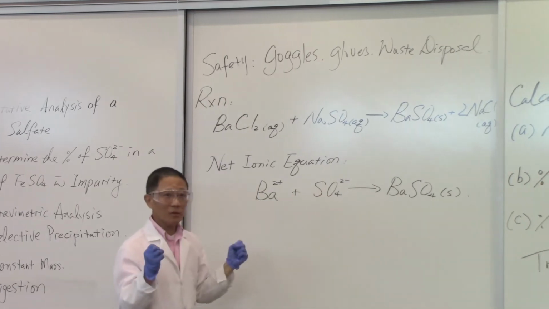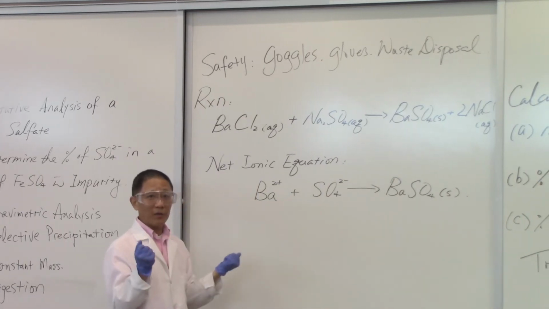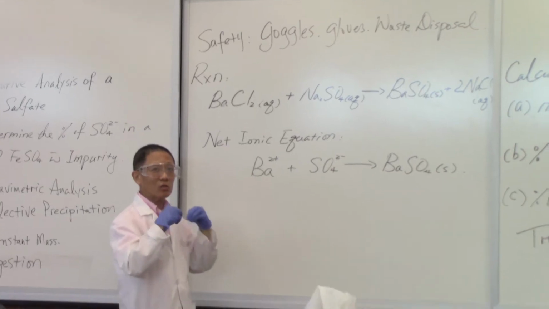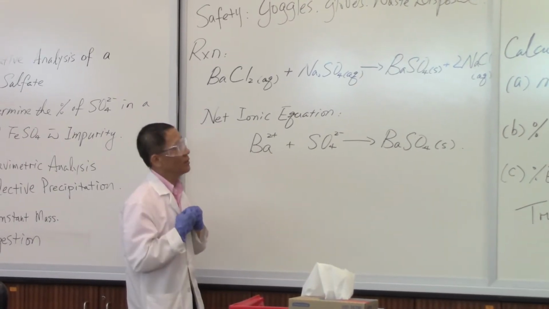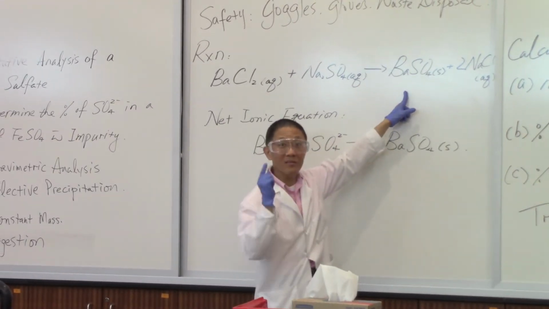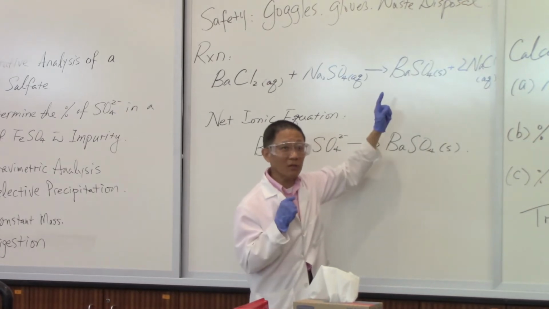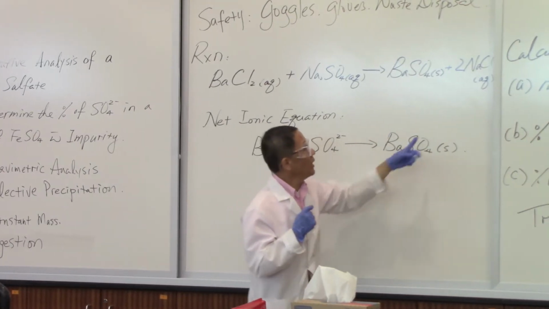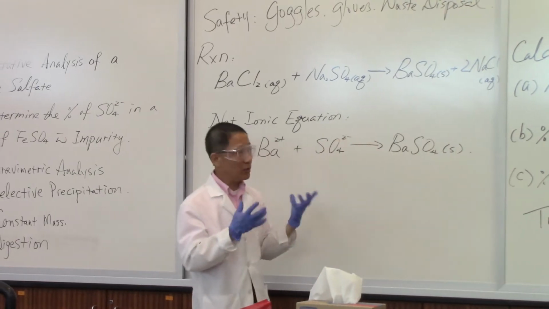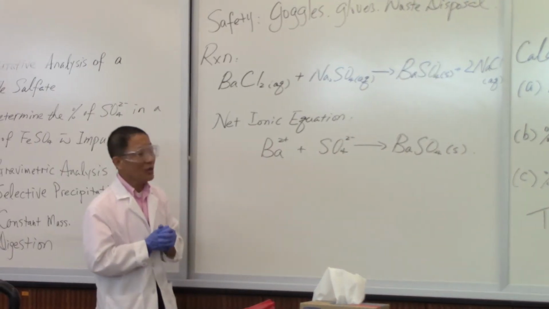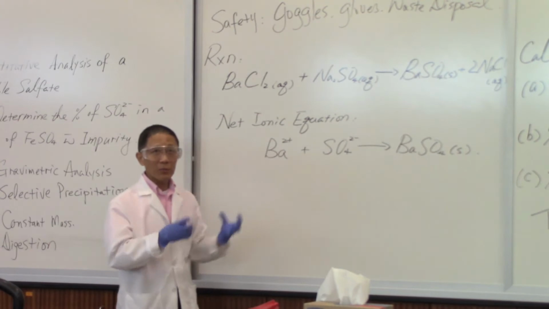Now, two aqueous solutions, both are clear and transparent, okay? And then when you mix these two together, something happens. We end up with a compound that is not water soluble, barium sulfate, which is a white solid. Okay, and then we end up with sodium chloride. Sodium chloride, table salt, is water soluble. So this is the overall chemical reaction equation.